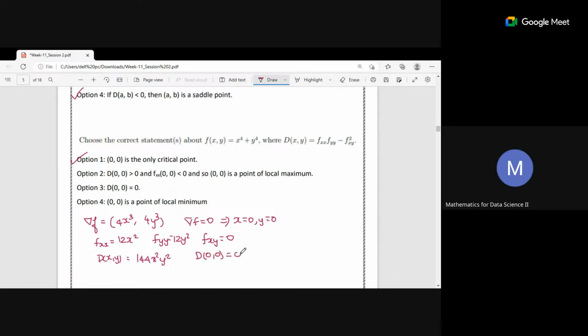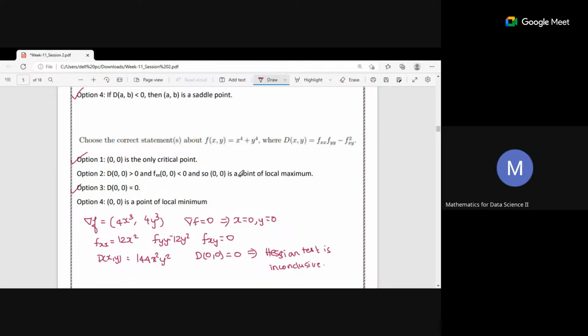0. So if d of 0, 0 is 0, what do you know from Hessian test? We cannot say anything. Hessian test is inconclusive. We cannot conclude anything from Hessian test. Okay. So this point at least is correct. D of 0, 0 is equal to 0. This is correct. So now we are given two options.